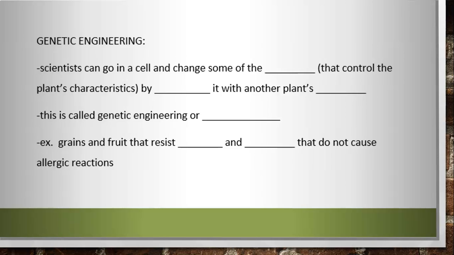Now, sometimes instead of just breeding things, scientists will actually go into the cell and change some of the DNA or the genes that will control the plant's characteristics, right? And it's usually done by combining it with another plant's genes. Okay? This is called genetic engineering or genetically modified.